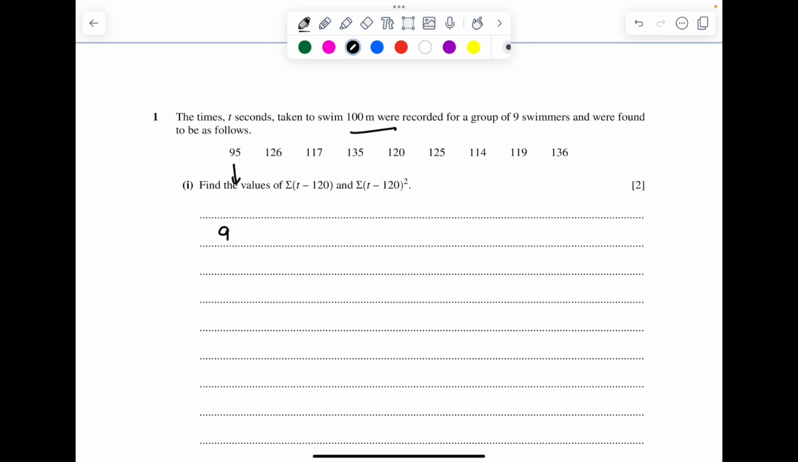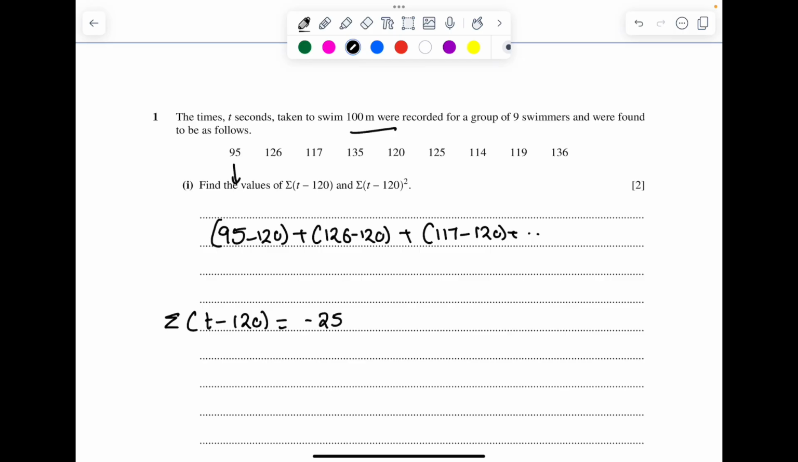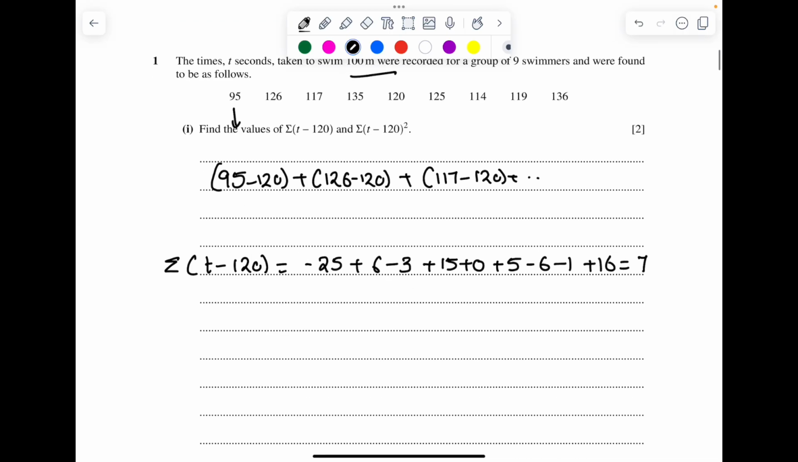95 becomes 95 minus 120. Then plus 126 minus 120. Then 117 minus 120. So like that you need to subtract 120 from each and add them all. Sigma (t minus 120) becomes negative 25 plus 6, then negative 3 plus 15 plus 0 plus 5 minus 6 minus 1 plus 16. Add them all, you should be getting 7.